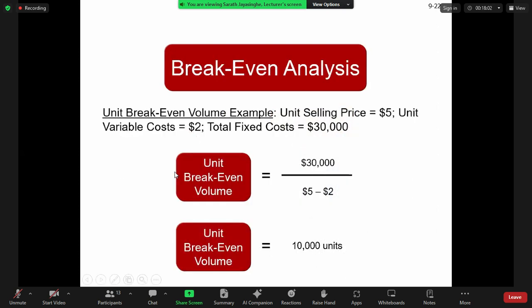Let's see an example. Unit break-even point example: unit selling price is $5, unit variable cost is $2, and total fixed cost is 30,000. Then you can calculate the unit break-even volume. This volume is total fixed cost divided by unit selling price of 5 minus unit variable cost of 2, so 5 minus 2, and 10,000 units is the unit break-even volume.